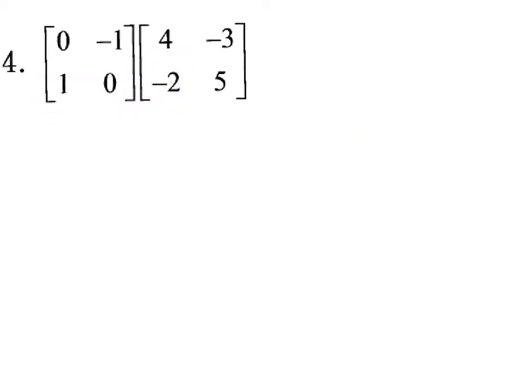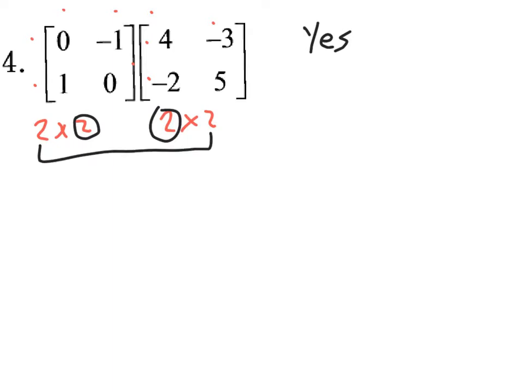This nice little guy, though, says you can do it because we have 2 rows, 2 columns, 2 rows, 2 columns. So we're saying that's a 2 by 2 and a 2 by 2, and they're being multiplied because they're right next to each other. So that matches that. So we can do it. And this tells us the dimensions of what it's going to be. So we know we're going to get a 2 by 2. So first row, first column, second column.